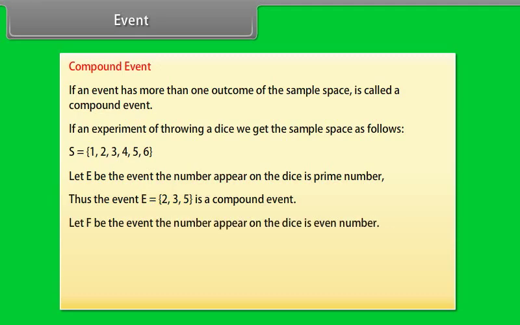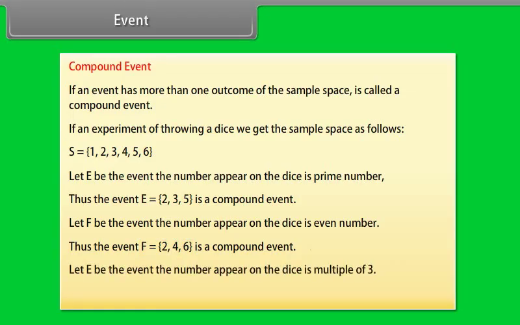Let F be the event the number that appears on the dice is an even number. Thus the event F is equal to 2, 4, 6, a compound event. Let E be the event the number that appears on the dice is a multiple of 3. Thus the event E is equal to 3, 6, a compound event.